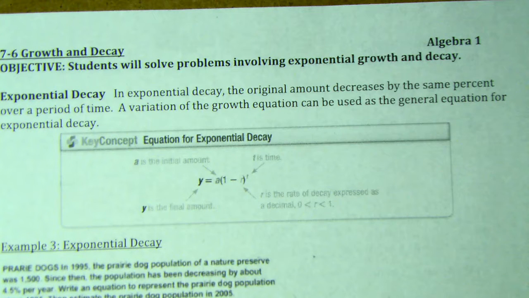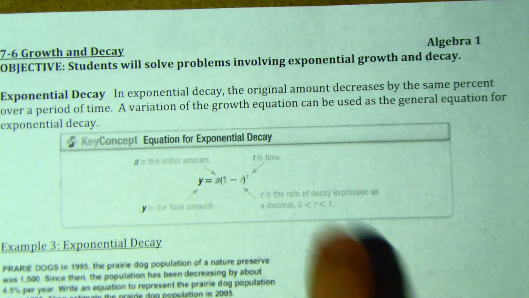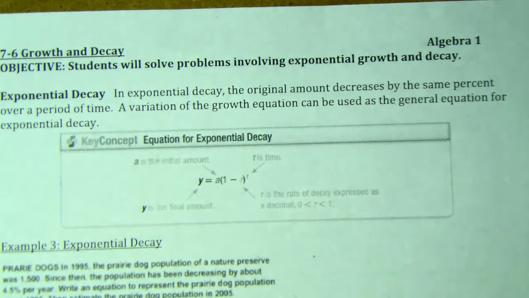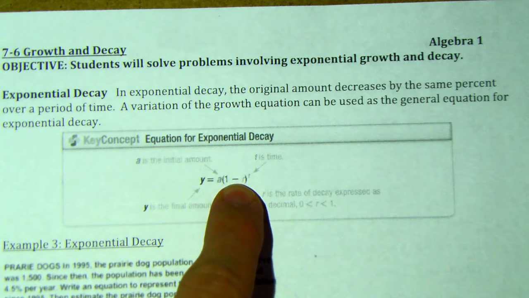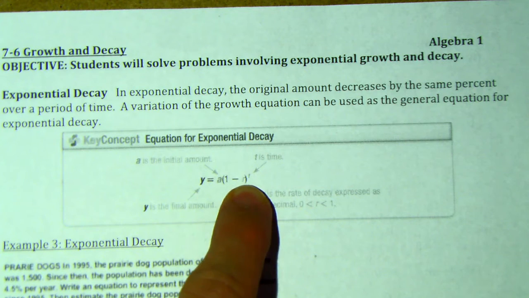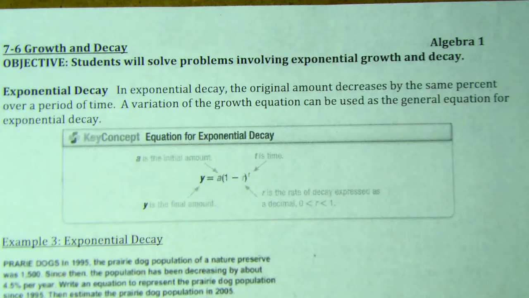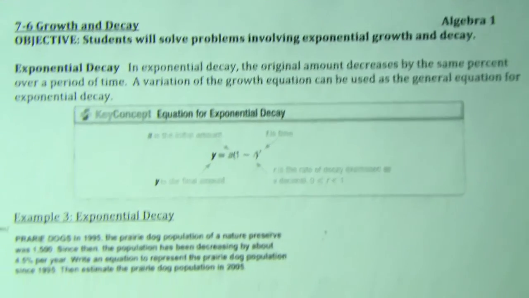So exponential decay, this is what happens when the original amount decreases. So if something is going down by a percentage over a period of time. So notice it's very similar to exponential growth. The only difference is you're subtracting the rate instead of adding the rate. Because it's decaying, exactly. So otherwise it's the same thing.